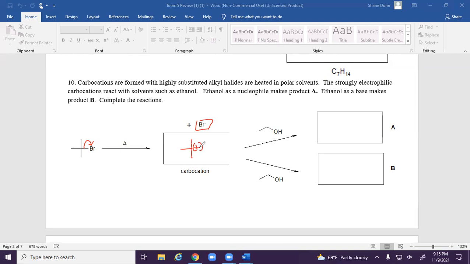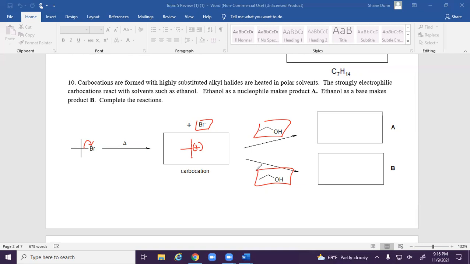So we have 2 pathways when we're reacting with ethanol. Ethanol can act like a nucleophile, or it can act like a base. So in product A, it's going to act like a nucleophile, which means we're going to add it to the product. Correct?